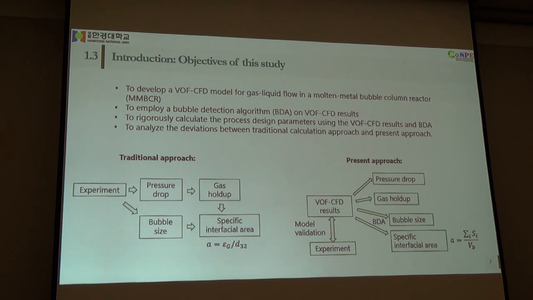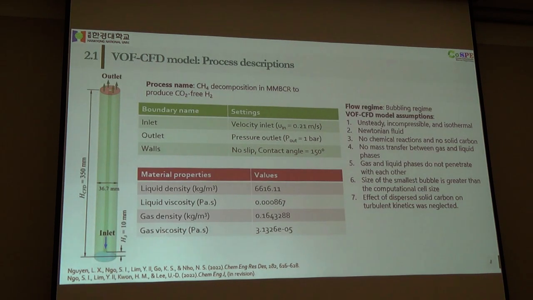But for this study, we want to apply the bubble column CFD model. First of all, we validate the model, and then we directly calculate pressure drop and gas hold-up, and we apply the bubble detection algorithm to directly calculate the bubble size distribution. And we directly calculate the specific interfacial area by this, just summing up the interfacial area of each bubble and dividing by the volume of the reactor. And this is the model description.